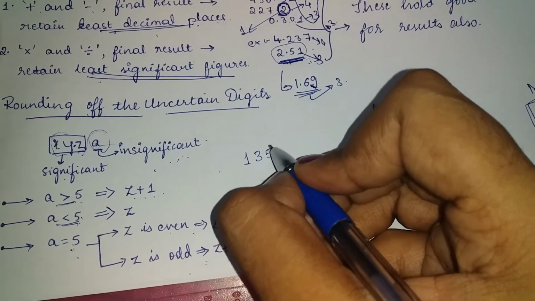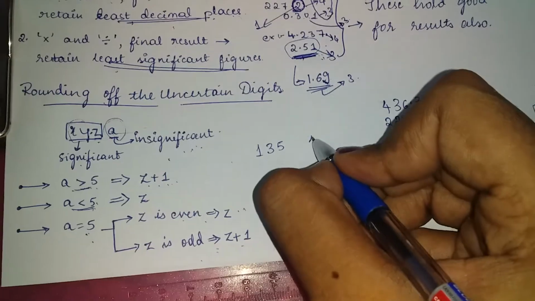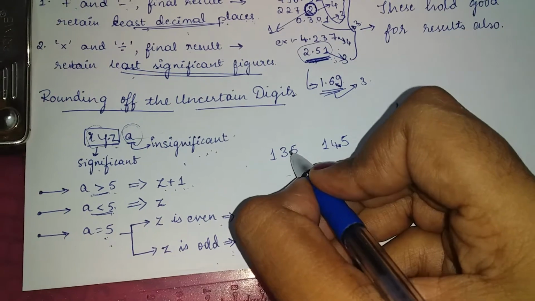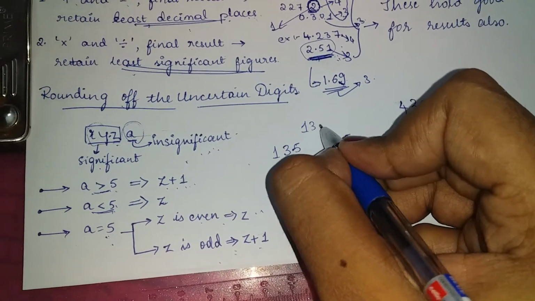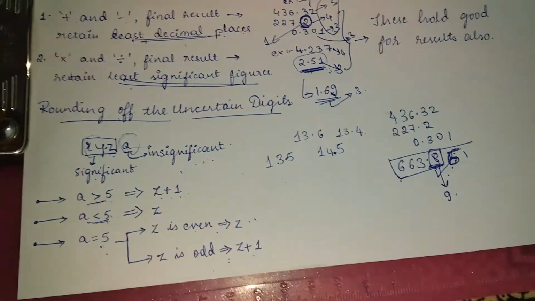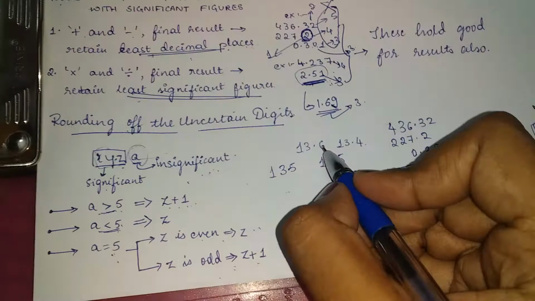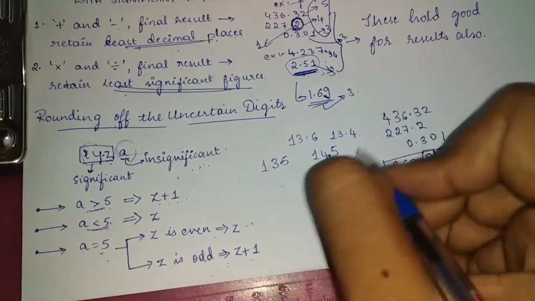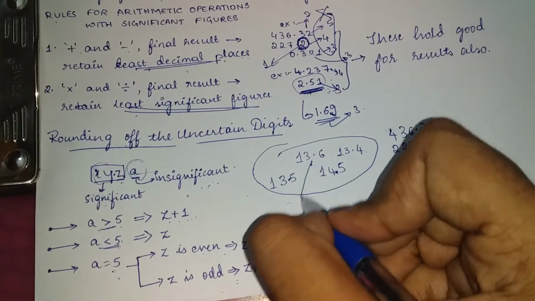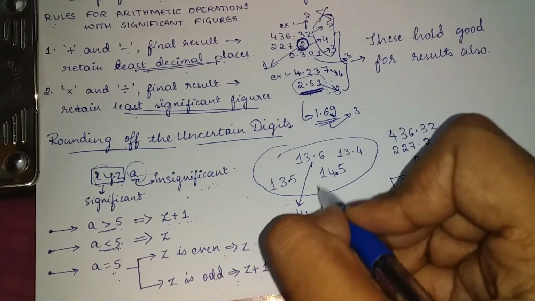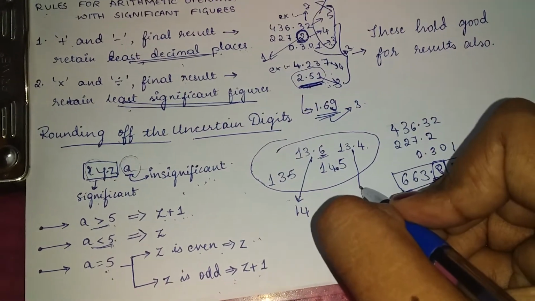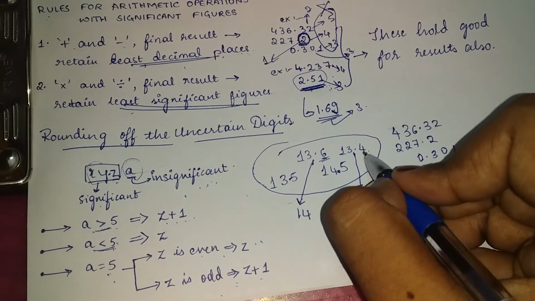135 is a number and 145 is a number. I mean 13.5, 14.5 and 13.6, 13.4. If you have to round all these four numbers off to two significant figures, this number would become 14 because this 6 is greater than 5, but this number is going to remain 13 only because 4 is not greater than 5.